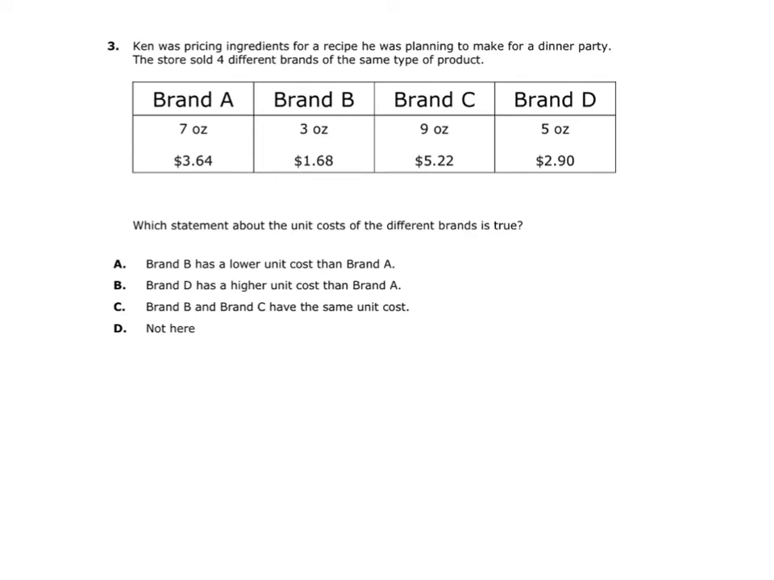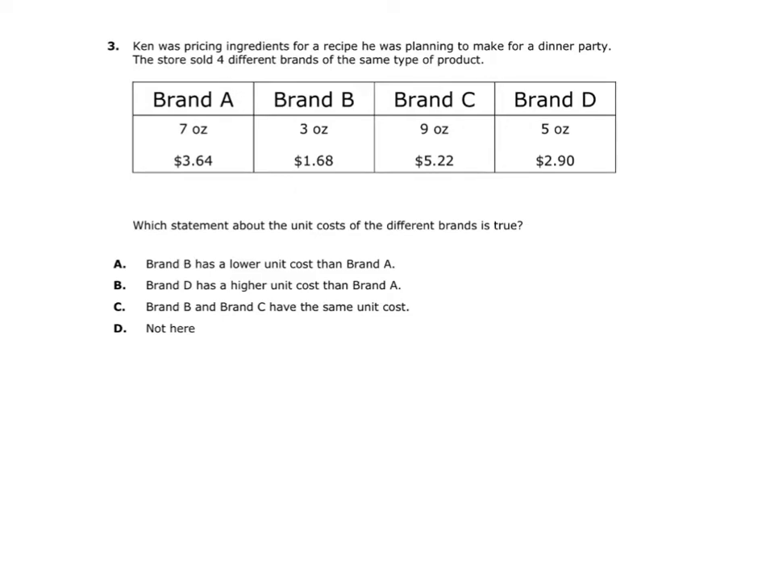Number 3 says Ken was pricing ingredients for a recipe he was planning to make for a dinner party. The store sold 4 different brands of the same type of product. Which statement about the unit cost of the different brands is true? So when we're looking for unit rate, that means we have to divide. Typically our money divided by the ounces here. So we're going to have 4 different division problems.